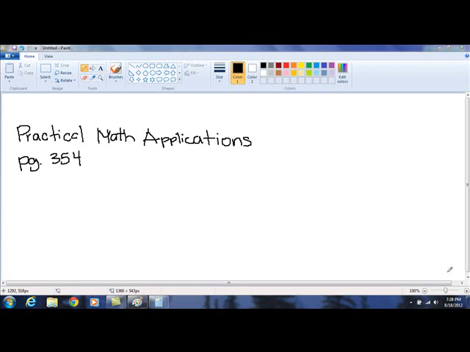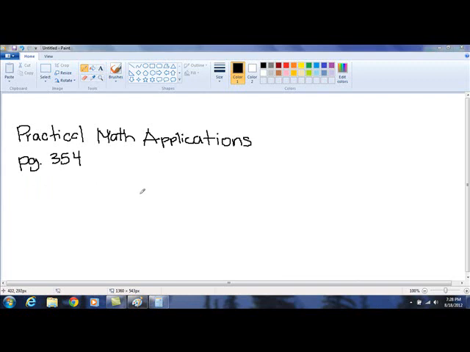We'll be going over Chapter 10 of your Practical Math Applications, page 354, which is the Chapter 10 exercise review. We're going to be talking about simple interest, promissory notes and discounting, and compound interest. Okay, so if you'll turn to your text, page 354, we'll go through a few examples.